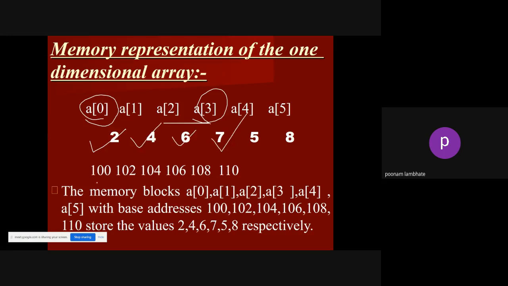And consecutive addresses. Now integer will occupy 2 bytes. So starting address, if it is 100, the first element is stored at 100. Then the next element will be stored at plus 2 location. Means 100 plus 2 is 102. Next element will be stored at 102. Then after that, again you have to do plus 2. So 104 at that position, next element.